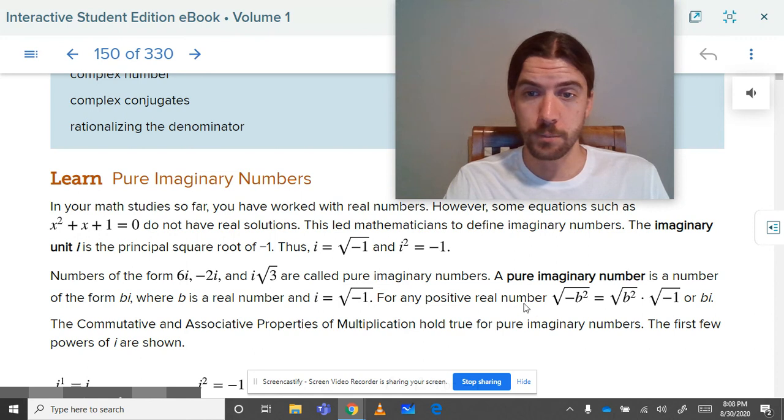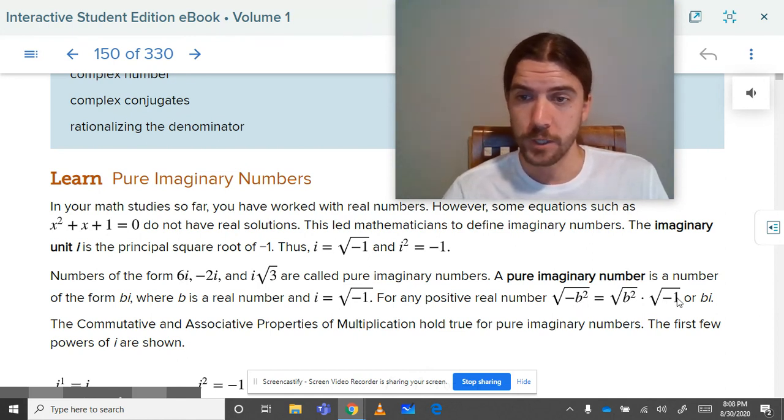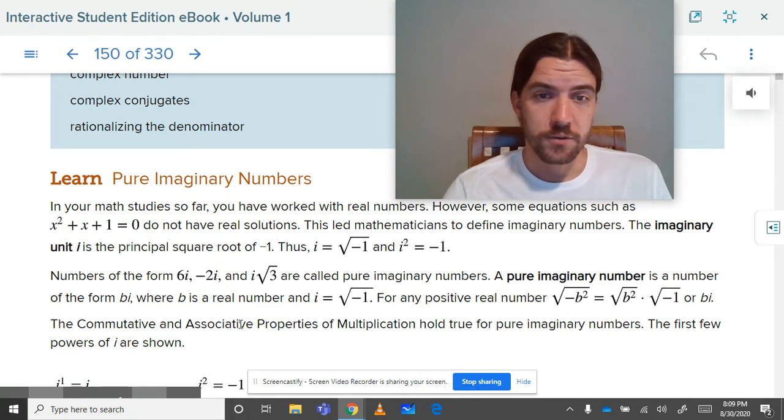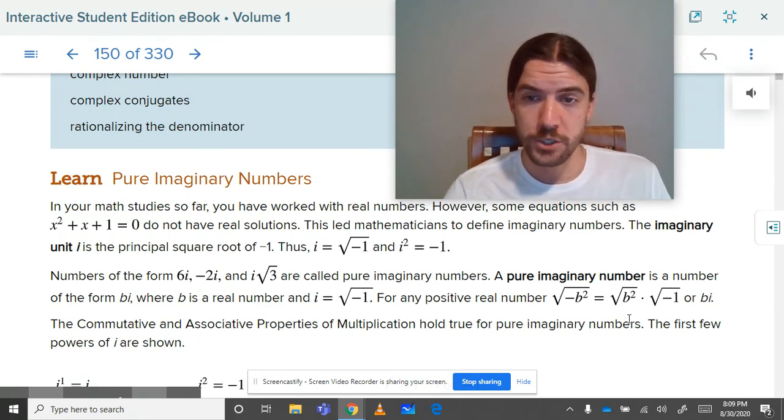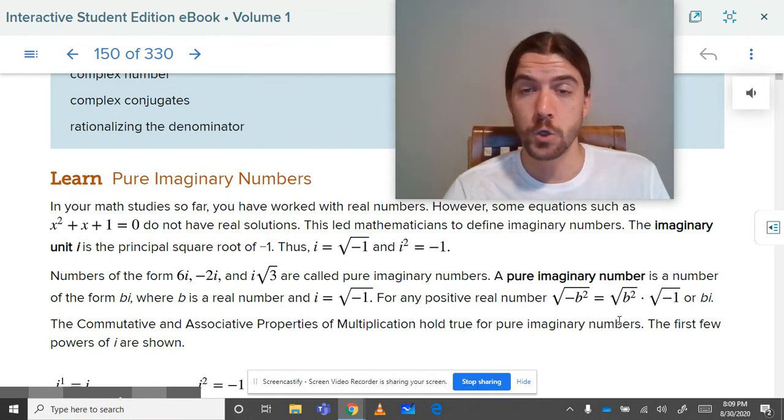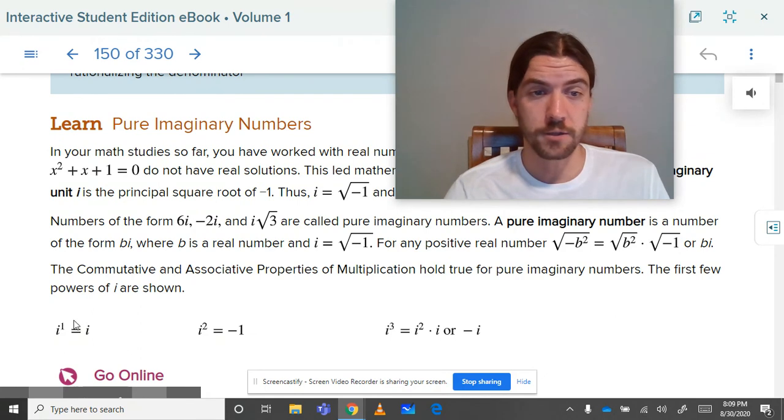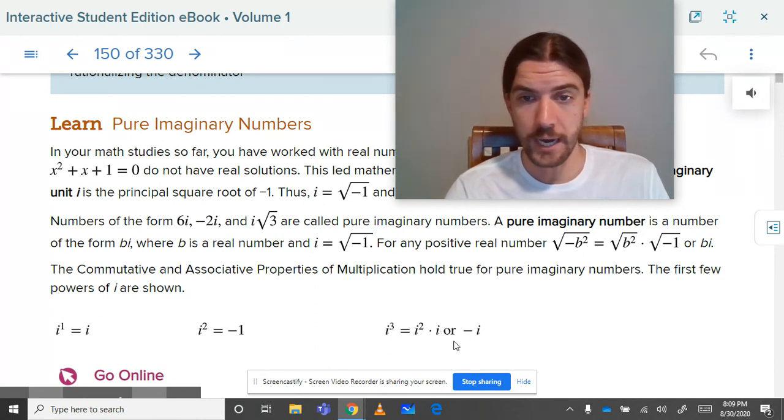For any positive real number b, the square root of -b squared equals the square root of b squared times the square root of -1, or bi. That's just factoring a radical. You'll see an example of that pretty quick here. The commutative and associative properties of multiplication hold true for pure imaginary numbers. That basically means that the types of things that you're used to doing with real numbers, you can do the same things with these imaginary numbers. The first few powers of i are shown. So i to the first power is just i, i squared is -1, i cubed would be i squared times i, or -1 times i, which is -i.